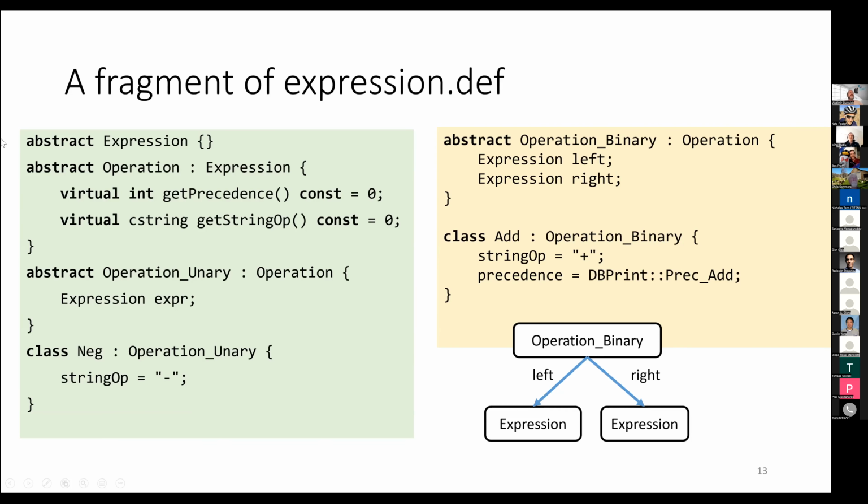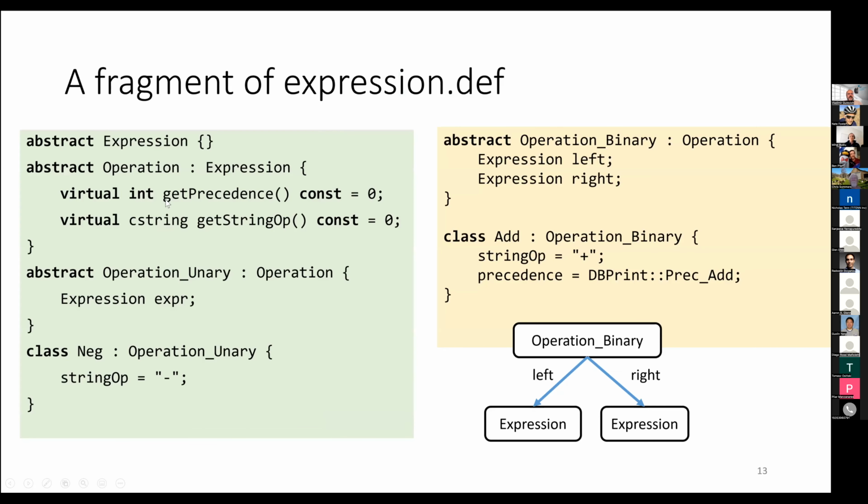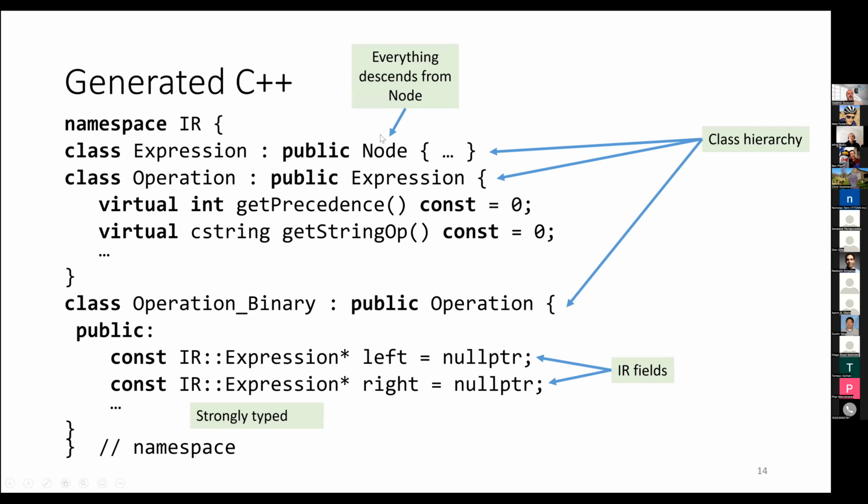In fact, what happens is that the compiler generates C++ out of these def files. We have a separate little compiler that compiles the def files into C++ files. And this is a snippet of the generated code. For example, first of all, everything lives in the IR namespace. So you'd have to use IR as a prefix when you refer to any of these classes. And then everything descends from a node, which wasn't specified. See, there's no node in this slide, but everything descends from a node class. And expression is a subclass of node, and operation is a subclass of expression.